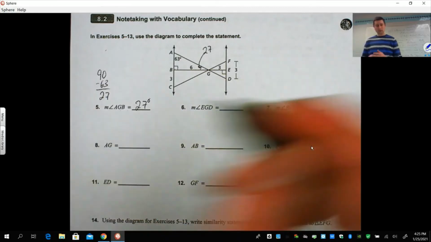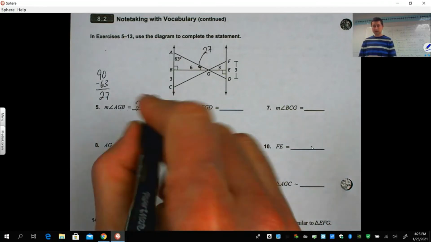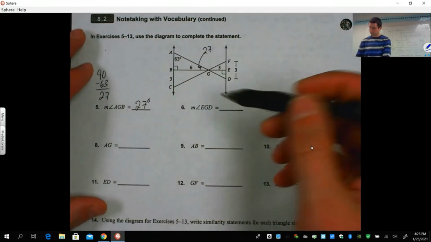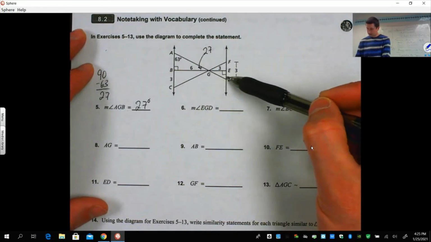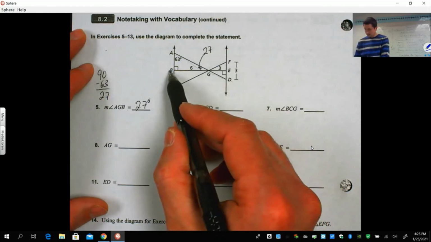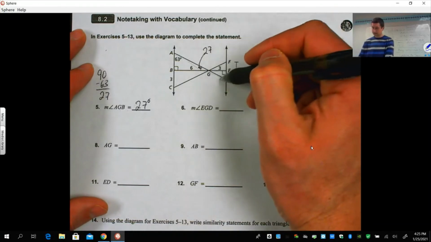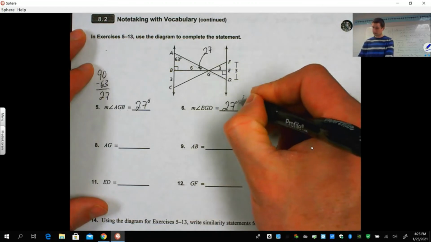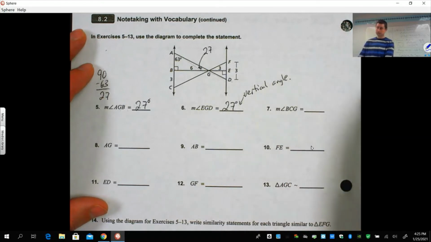Now, when you get to this on your assignment, I highly encourage you to draw down the diagram they give you and start labeling it, and don't just use it off the computer screen all the time. This will help you keep track of where things are. Measure of angle EGD. Okay, now if you look, AD and BE are the two lines that form these vertical angles. So EGD is a vertical angle. That's going to be 27 degrees as well.